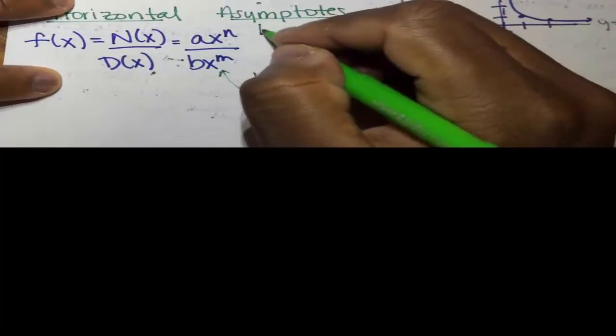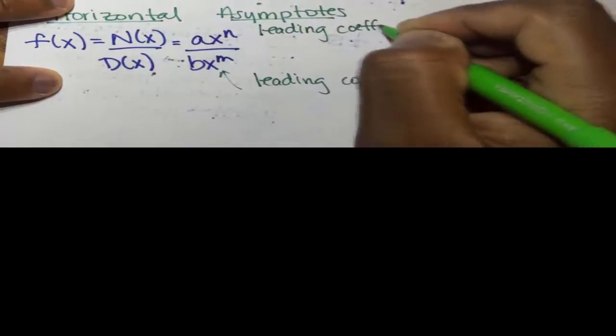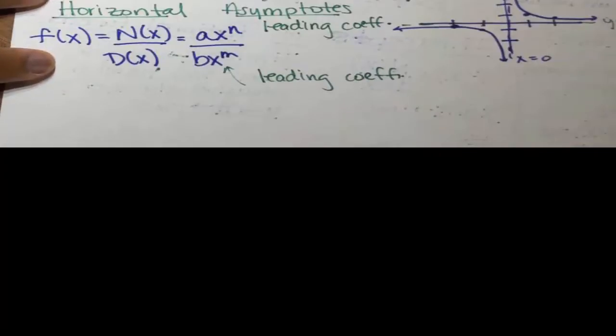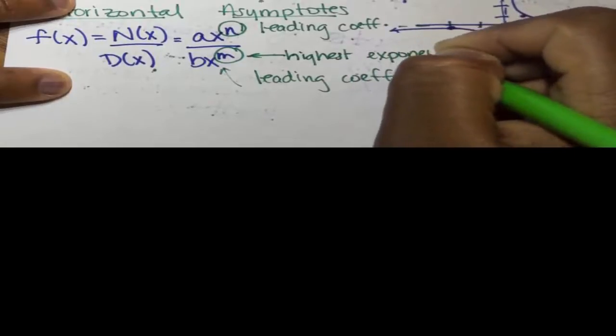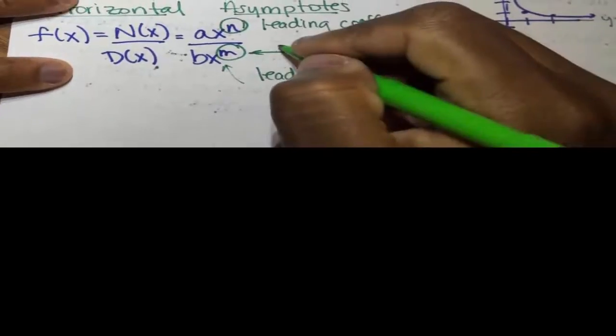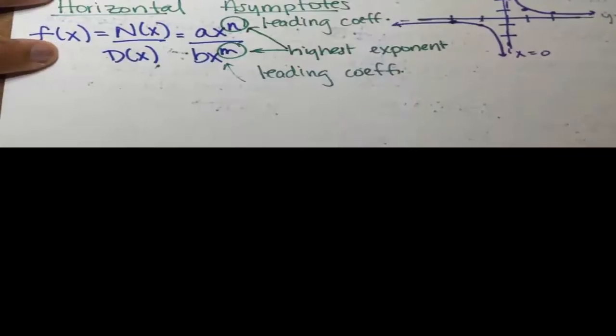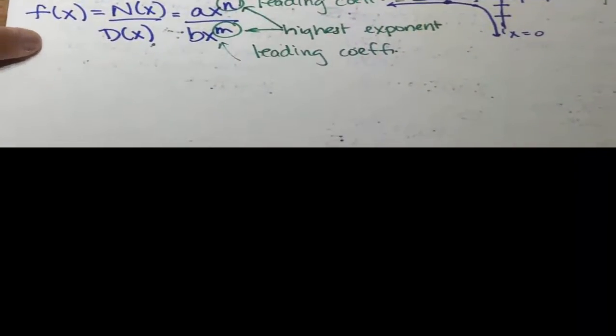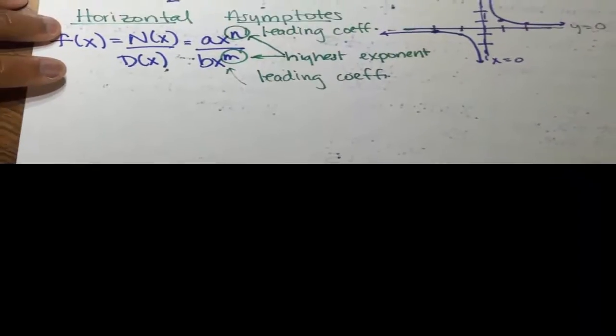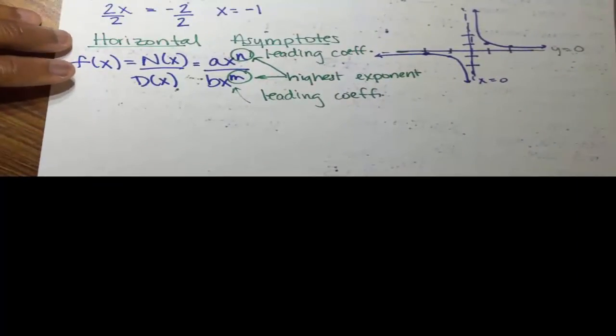What does it mean to be the leading coefficient? The highest what? Thank you, good. So I'm looking at the highest exponents for both these parts. Whatever those exponents are, those are going to tell me what to do with my horizontal asymptote. And you have 3 rules.